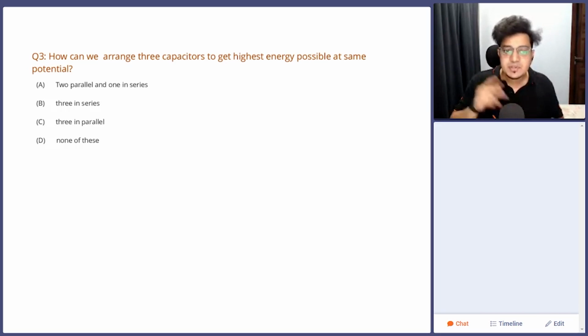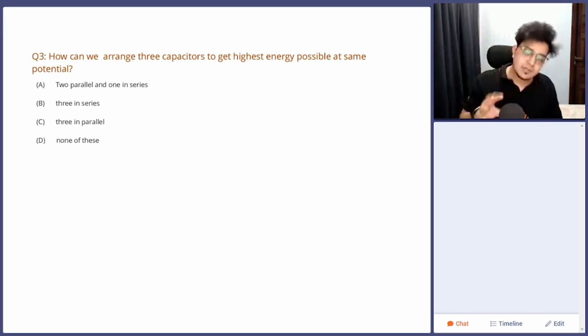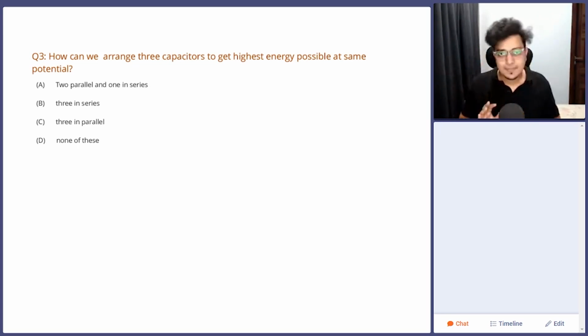How can we arrange three capacitors to get highest energy possible at same potential? So 2 parallel, 1 series, 3 series, 3 in parallel, none of these. So we are given three capacitors, and by using these three capacitors, we have to store maximum energy. So what combination is ideal out of these three, or none of these three, where we can store the highest amount of energy?